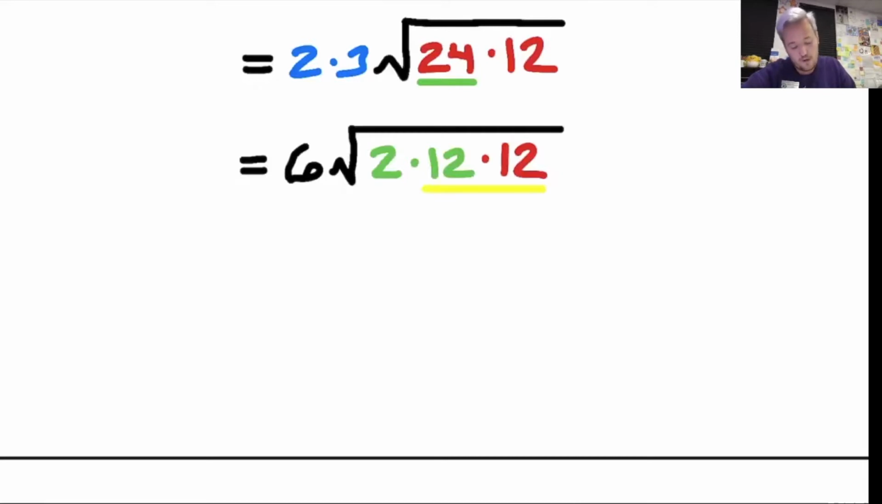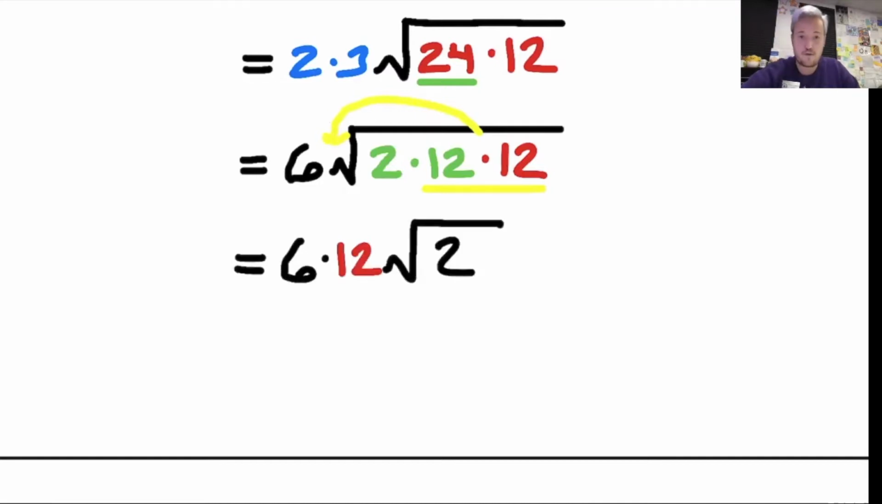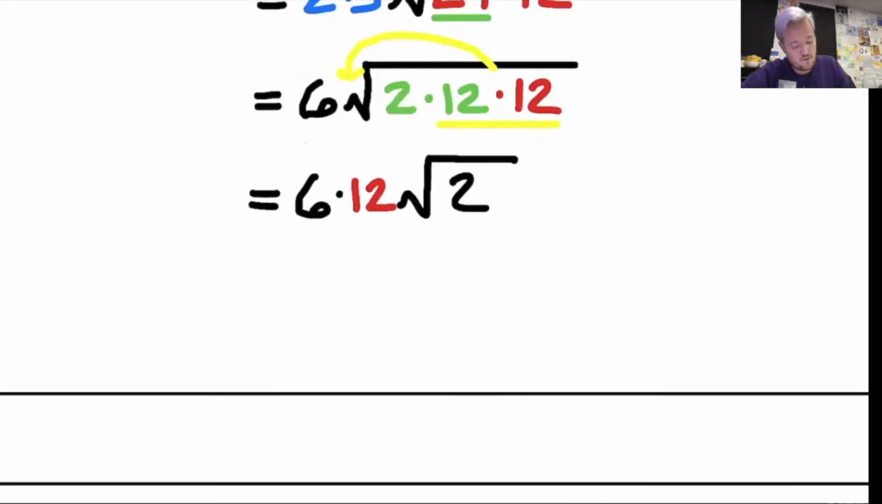So that pair of 12s is going to come outside of the radical. So I'm going to have 6 times that 12. And then inside the radical, I still have that 2 left. All right, so then 6 times 12, that's going to give you 72 times the square root of 2.